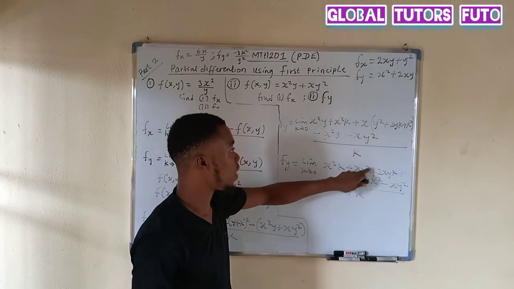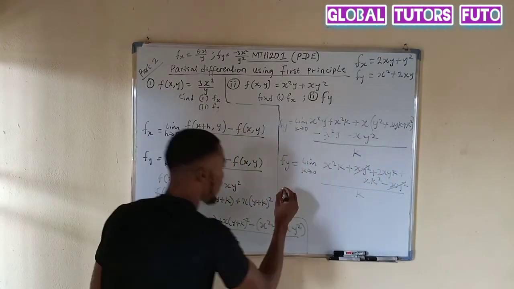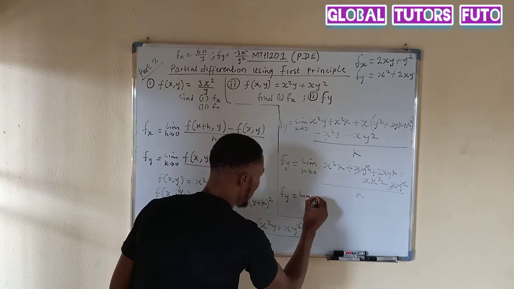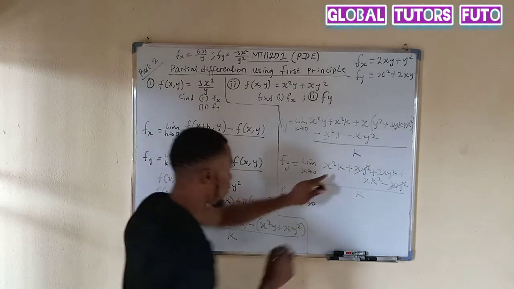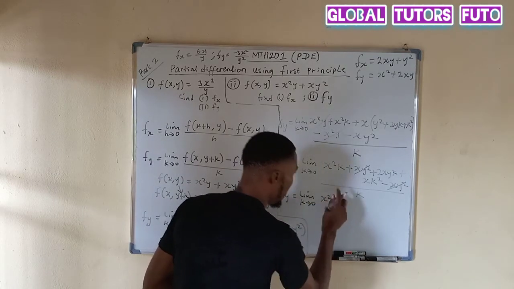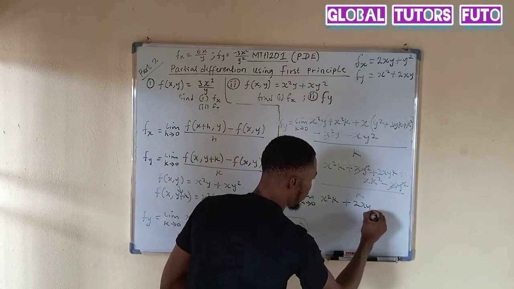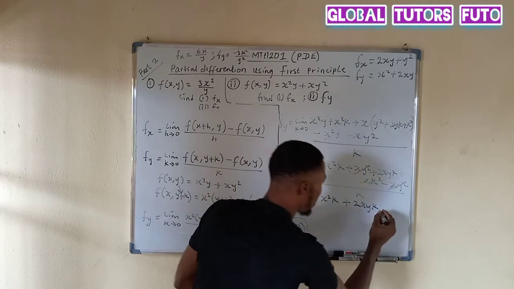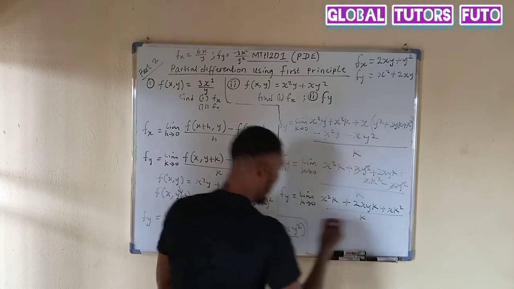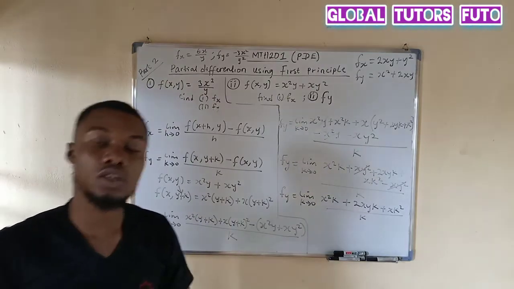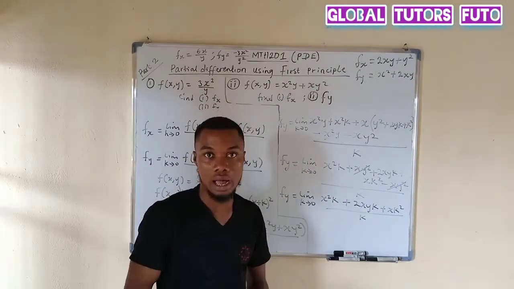So now at this point, check if there is anything that can go. Look at this, plus xy squared minus xy squared. So this takes this. So now we have that our f of y is equal to limit as k goes to 0 of x squared k plus 2xyk plus xk squared over k. So now at this point, what we're going to do is factor out our k, cancel above and below, then we now take our limits.